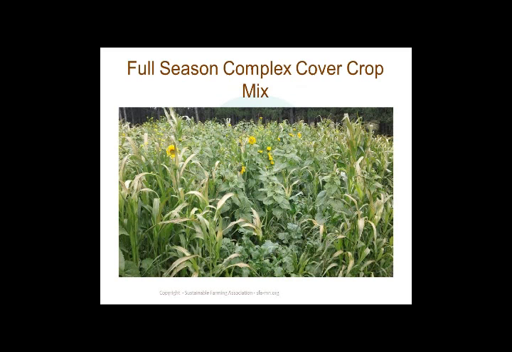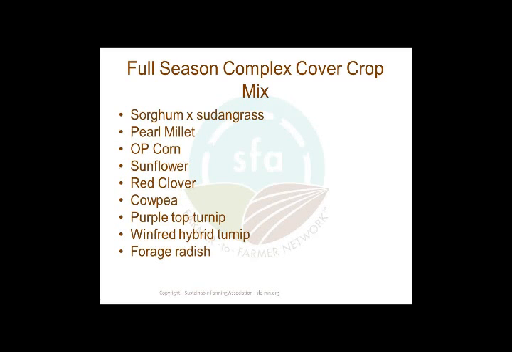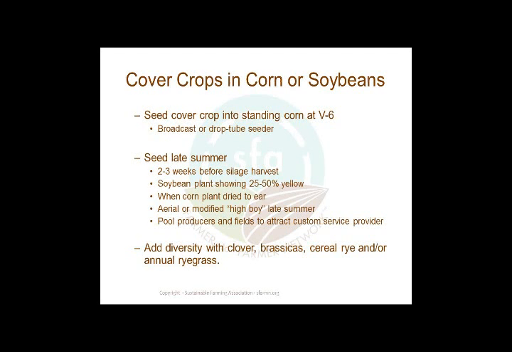Here's an example of a full season cover crop mix we did on our farm last year. This is a site that had cattle wintered on it the winter before, and we wanted to take advantage of those nutrients. This full season blend was allowed to grow until we had hard freezes in October, and then the livestock were allowed to graze in it. Just as a reference, here's what was in that mix. Sorghum Sudan cross, pearl millet and open pollinated corn, sunflower, red clover, cowpea, purple top turnip, the Winfred hybrid turnip, and a forage radish. So that can give you an idea of what that blend looks like.